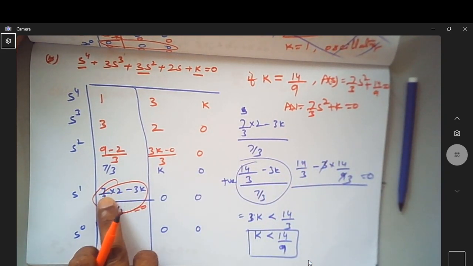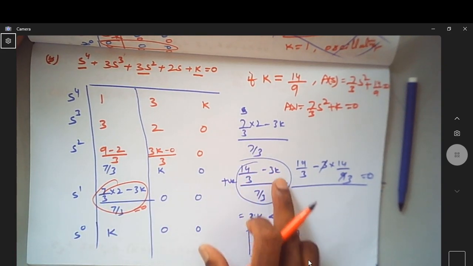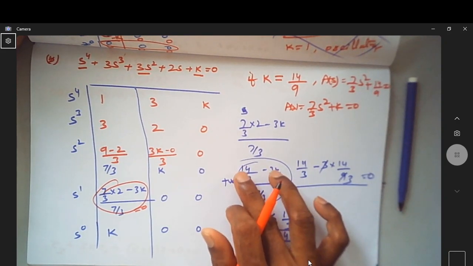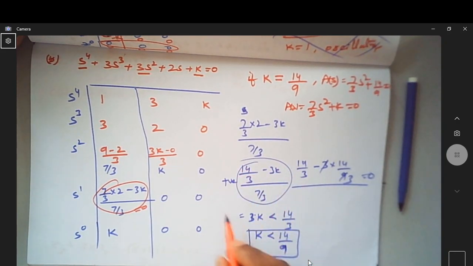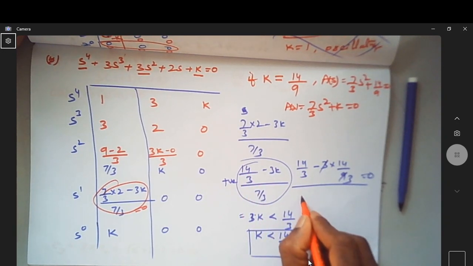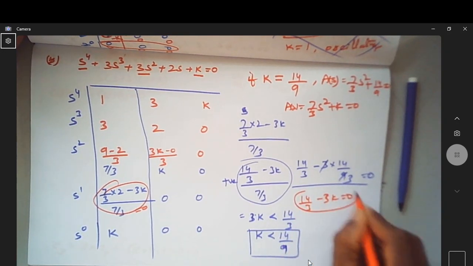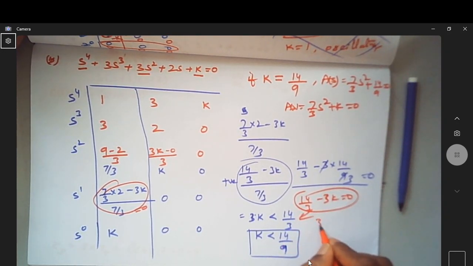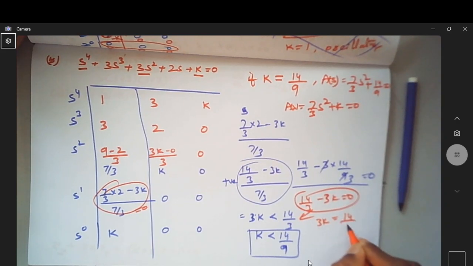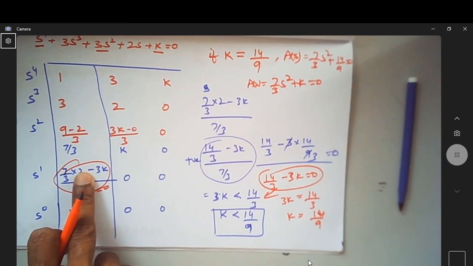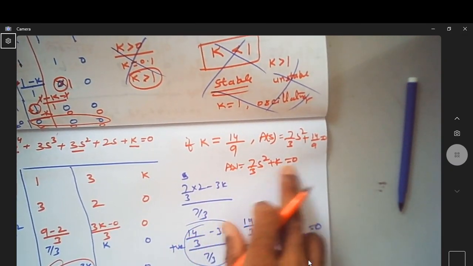So how did you get it as 14 by 9? You are writing this as 14 by 3 here. 14 by 3 minus 3k by 7 by 3 should be equated to 0. When this is equated to 0, you have this condition. Then 3k will become 14 by 3, and then k will become 14 by 9. So when k is 14 by 9, you have this as 0. Now the auxiliary equation is this.